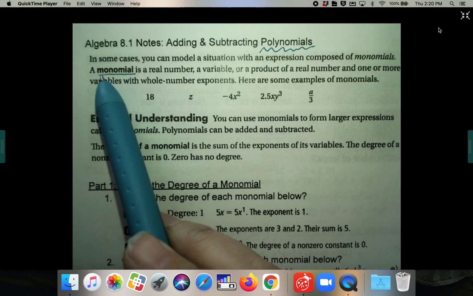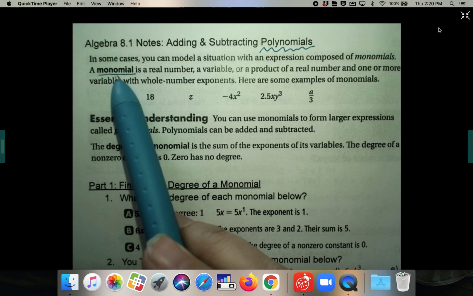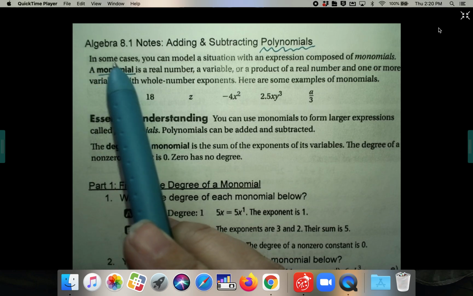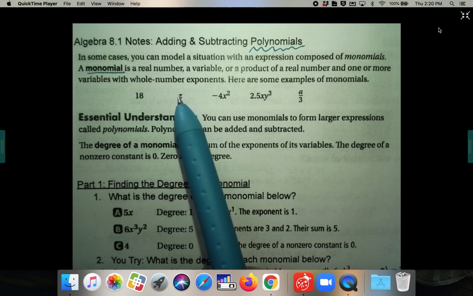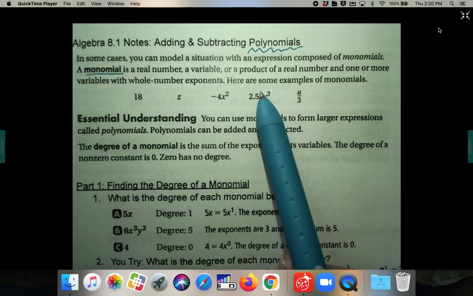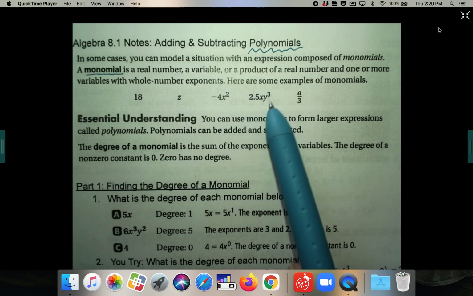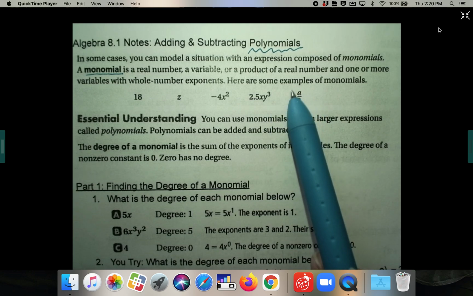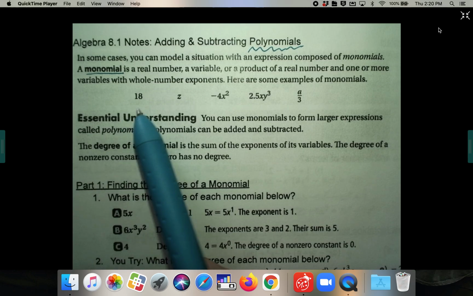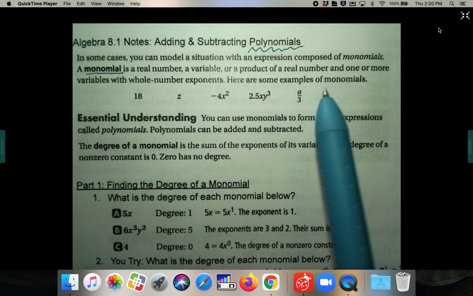I don't know if you guys can think of other words that start with the prefix mono, like if you ever gave a monologue, it'd be one person talking. Things that start with mono mean the number 1. So it's one number or one variable or one term. Here's also one term, 2.5x y to the third. That's one term. The fraction a over 3 is one term. So these are all monomials.